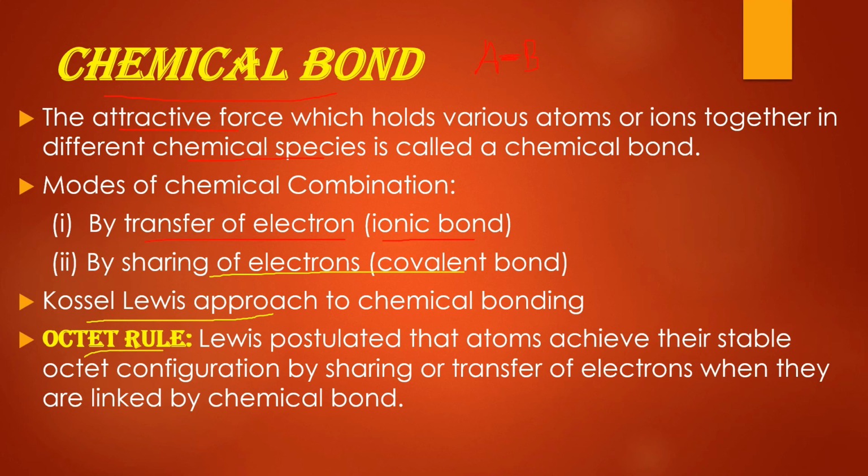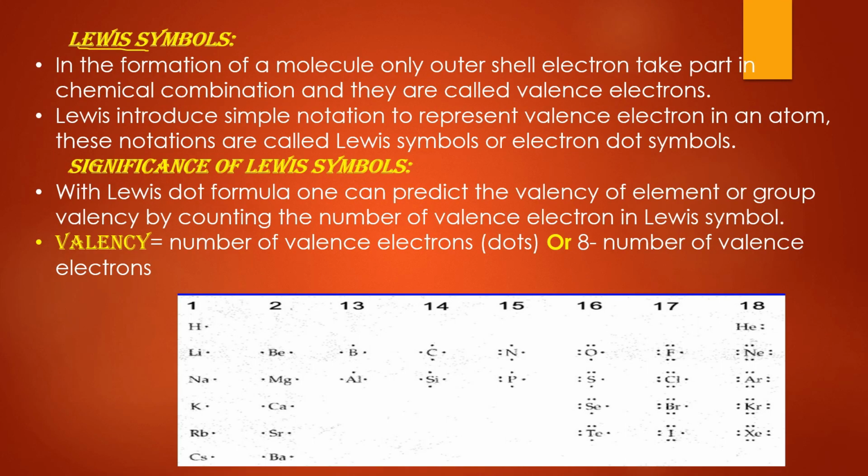What is the definition of octet rule? That atoms achieve their stable configuration by sharing or transfer of electron when they are linked by chemical bond. This is called octet rule. Now coming to the Lewis symbol. Now what is Lewis symbol? In the formation of a molecule, only the outermost shell electrons, that is valence electrons, are taking part. So Lewis introduced a simple notation to represent the valence electron in an atom, and these notations are called Lewis symbols or electron dot symbols.